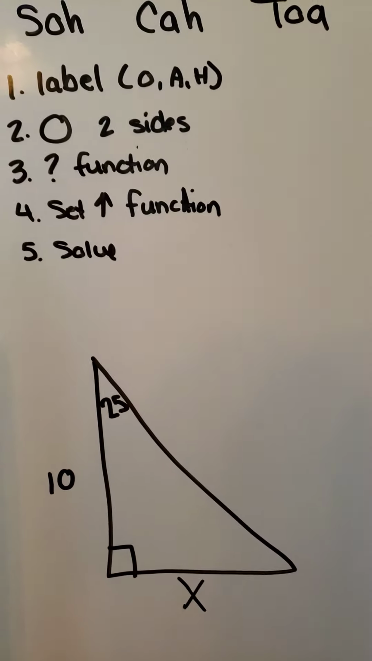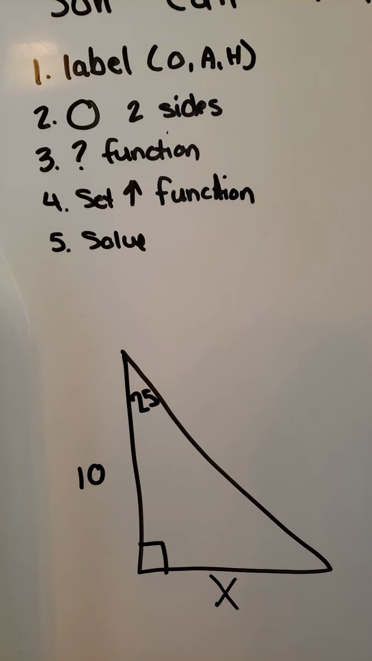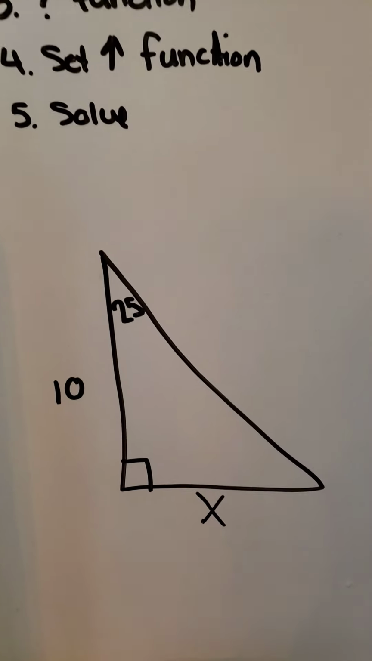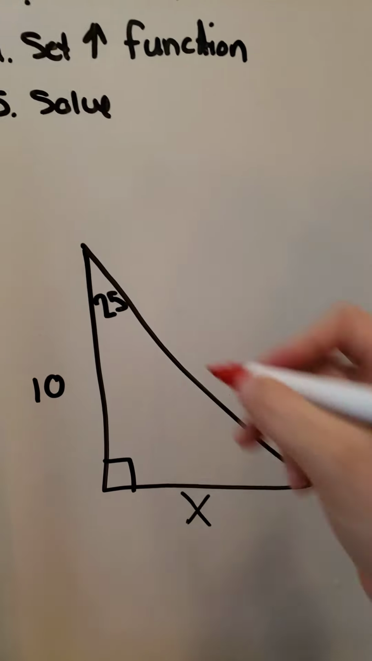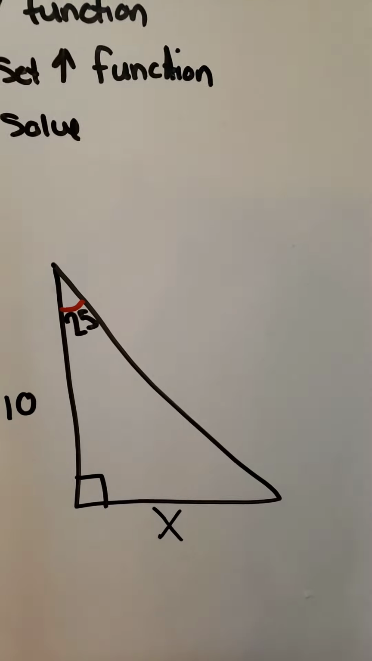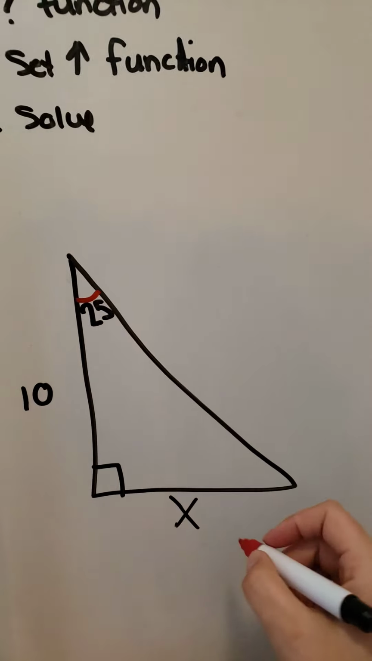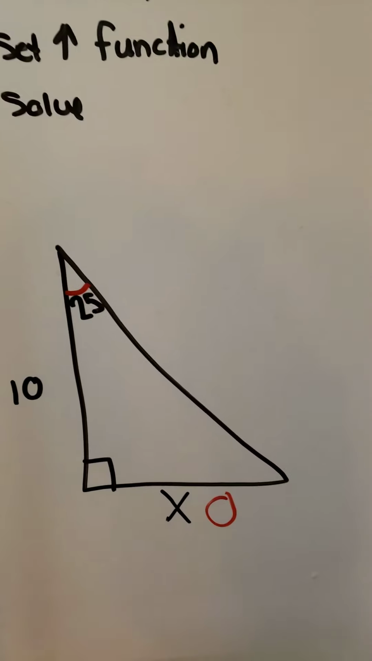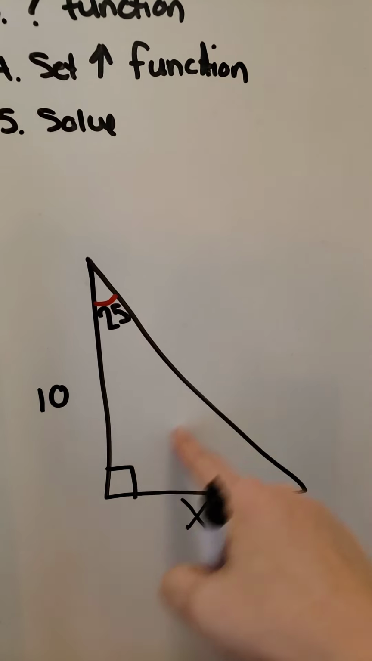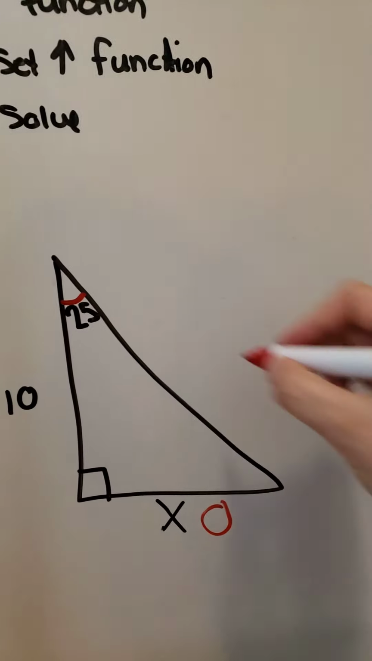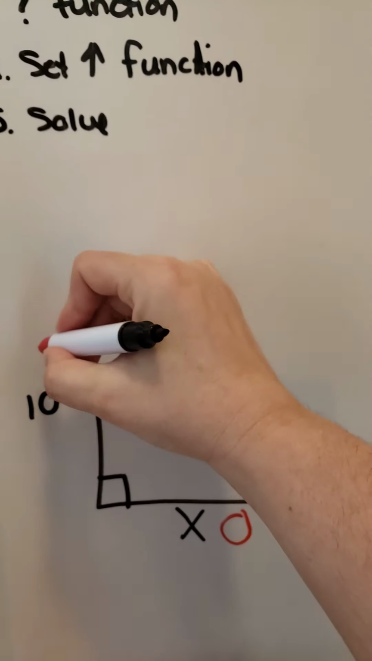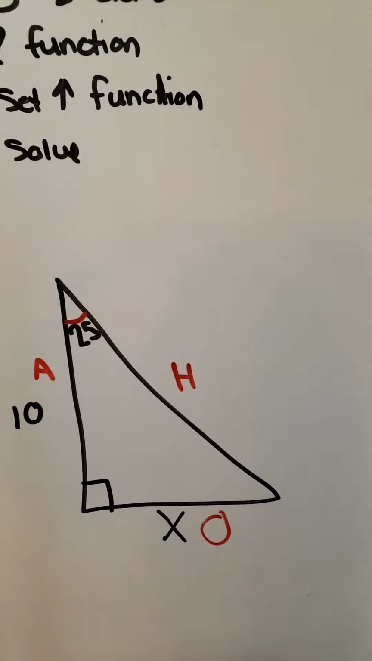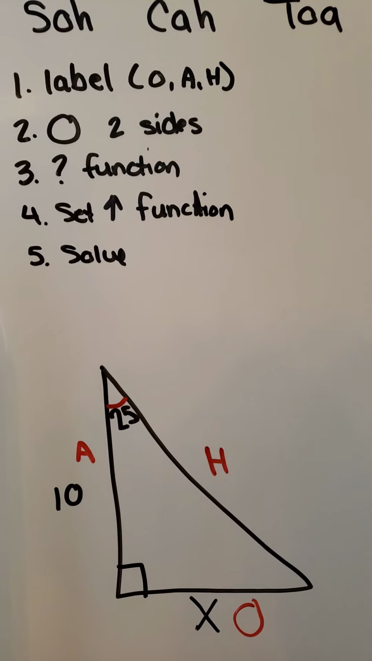So step 1 says to label our sides opposite, adjacent, and hypotenuse. We do that based on that reference angle. Okay, my reference angle is this guy here. The side opposite that angle gets the O. The side that's opposite the right angle, this guy here, that's always your hypotenuse. And then this one is your adjacent, okay? So we've done step 1, we labeled those sides.